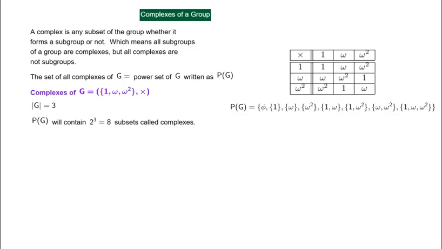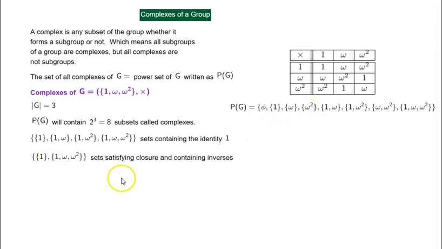Now, let's filter this power set. First of all, we remove all those subsets which do not contain the identity. So here, the empty set doesn't contain identity. Omega doesn't contain identity. Omega square doesn't contain identity. So we remove all of them and we are left with this subset of the power set. Remember, here the identity is 1.